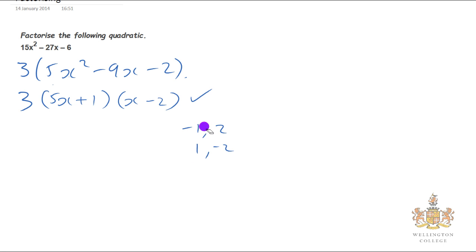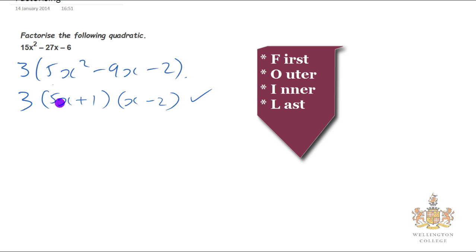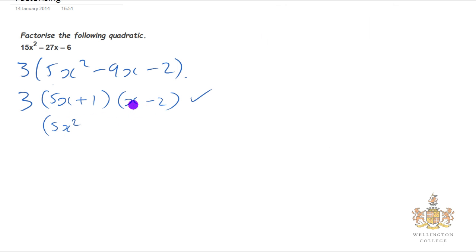And let's just check that out by multiplying out. So let's multiply out the brackets first. 5x times 5x is 5x squared. x times 1 is just x. 5x times minus 2x is minus 10x. 1 times minus 2 is minus 2. And let's combine the like terms, the x terms there. x and minus 10x gives us minus 9x.